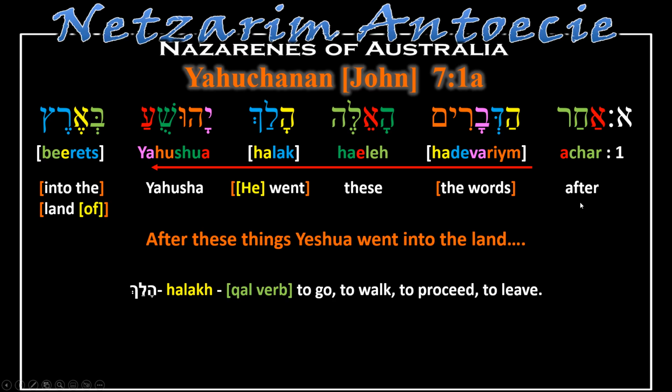Achar, which means after. Ha devarim, the words. Now that can also be translated as the things, but we're using the words. That's the most basic word meaning. Ha'ele, these. Halak, he went. It's like a perfect form of halak, which we see down here as a cal verb to go, to walk, to proceed, to leave. So he went, and then who went?